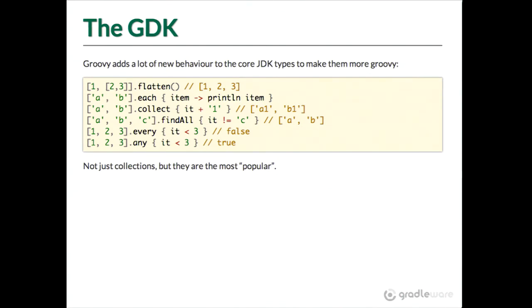So if you're used to other languages that do this sort of thing, some of these methods will look very familiar. Collect allows you to go through each element of the list, execute the block that you passed for each element, and then take the result of that block and make it the element in a new list.